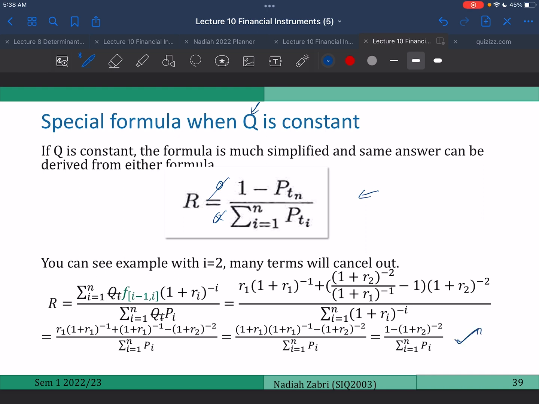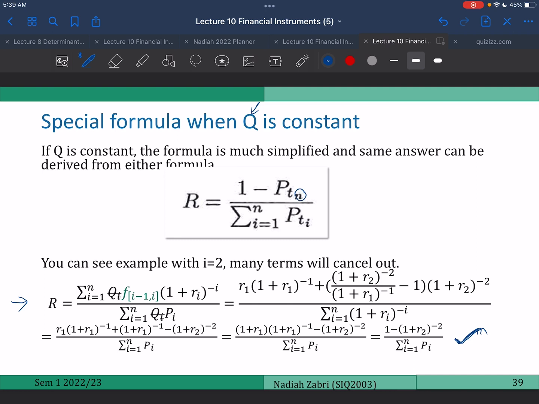So this is the proving. This is not really the proving. I just do one example if there are two swap payments, first year and second year. If you go through this, then you can see the equation will cancel out a lot and end up being very simple.